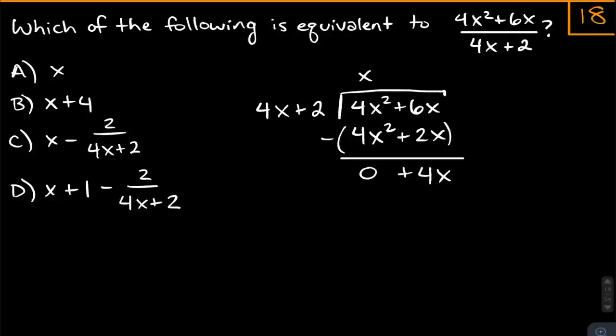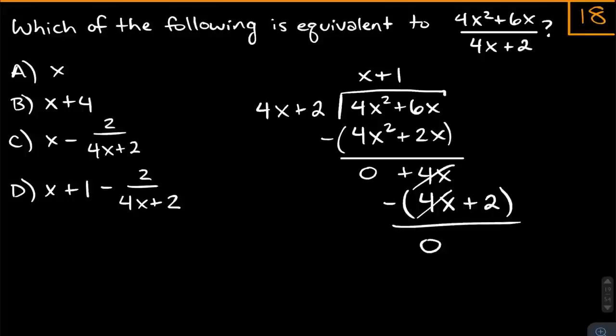Okay, and then you go again. How many times does 4x go into 4x? Well, that'd be 1, so you get plus 1. Okay, and already you can see the answer is choice D, right? Because you get that plus 1 there. But we can keep going here because I do want to show you the full form. So 1 times 4x is going to be 4x. 1 times the 2 here is going to be plus 2. And then you subtract this entire thing. So the 4x's are going to go away, you get 0, and then you get a minus 2 on the end, right? Because you have that minus out front.